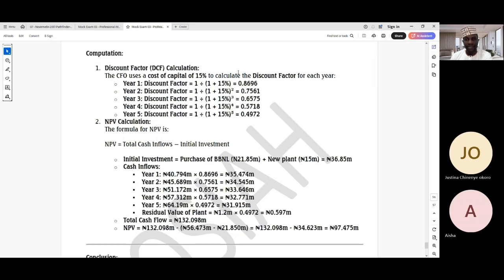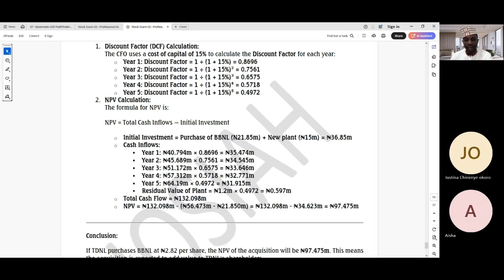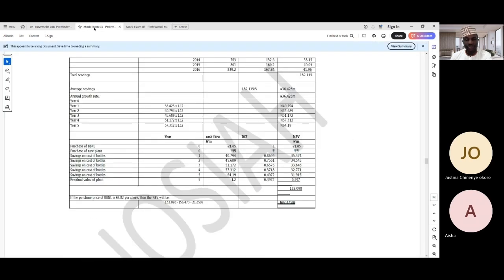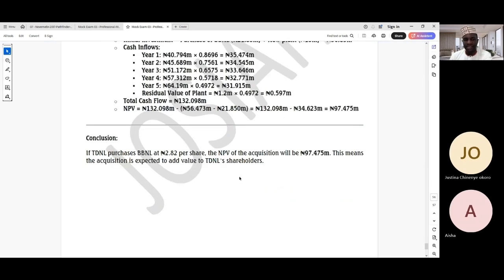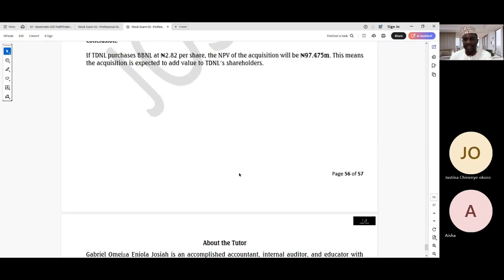And having done that, we multiply the discount factor by the cash flow to determine our investment. If you follow through the tutorials, you will see that from this table, we have a positive net present value of about 997.4 million. So if the purchase of the target is about 2.82 kobo, then the NPV will be about 97.4 million. And that is a positive NPV, which will culminate in a good investment. It means that the acquisition will add value to TDNL's shareholders.